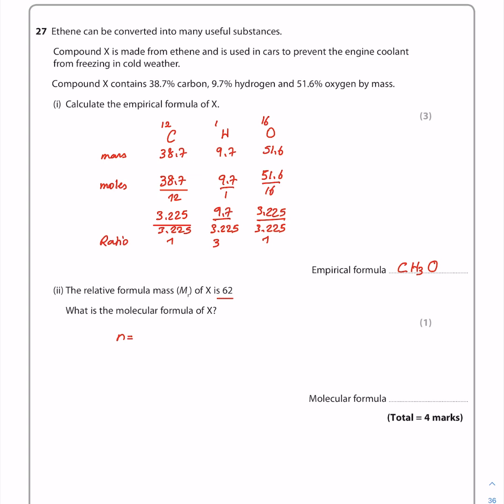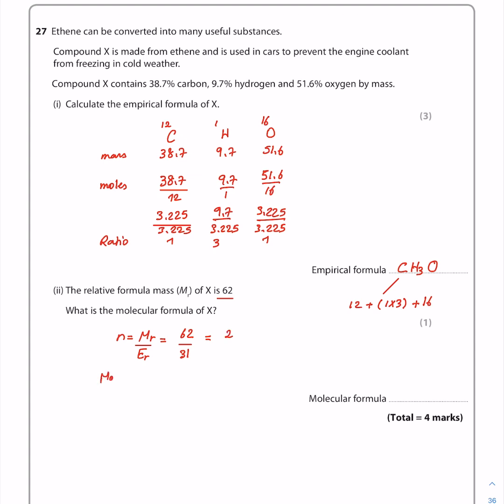أول حاجة بنحسبها هو عدد ال empirical formula units، number of empirical formula units، اللي هو عبارة عن ال relative formula mass على ال relative empirical formula mass. طب ال MR is given 62. طب وال ER دي بجيبها منين؟ بجيبها من ال empirical formula اللي أنا مطلعها. الكربون ب 12 والهيدروجين 1 by 3 والأكسجين 16. يبقى 12 plus 3 plus 16 give you 31. 62 over 31 give you 2.